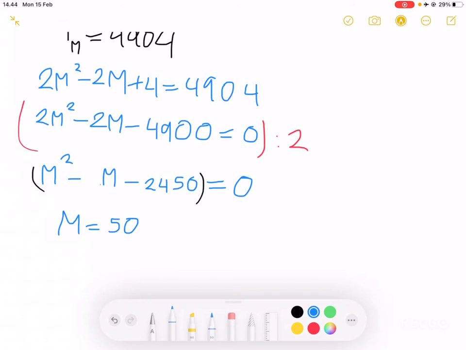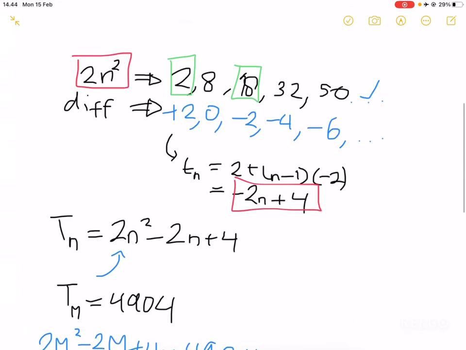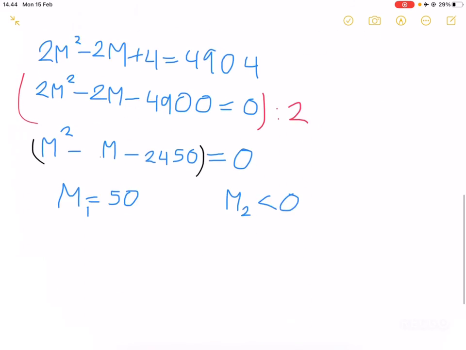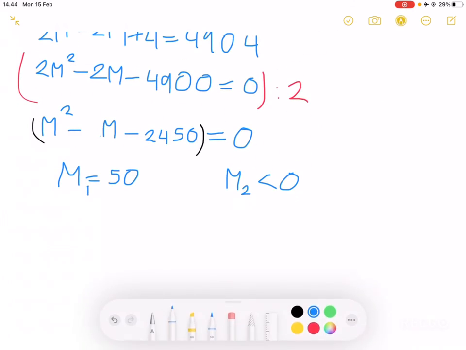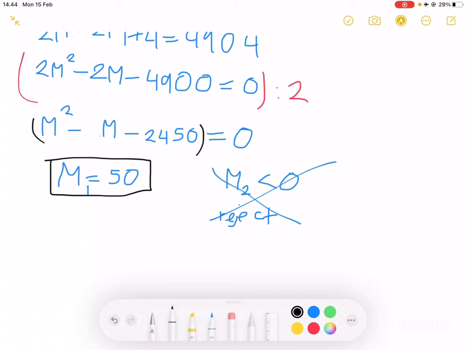And you may be wondering, well, aren't there supposed to be 2 values for this quadratic equation? Well, yes, but we can reject the other one. Let's just call this m1, the other root of this quadratic equation is actually negative, and you may guess that negative orders are unreal and don't make any sense, so we can just reject them. So the only actual and possible solution is m is equal to 50.